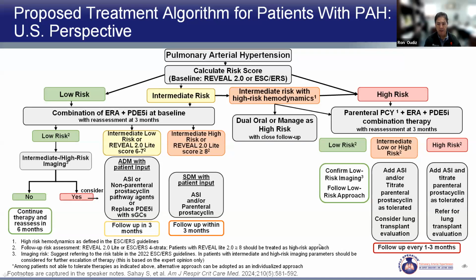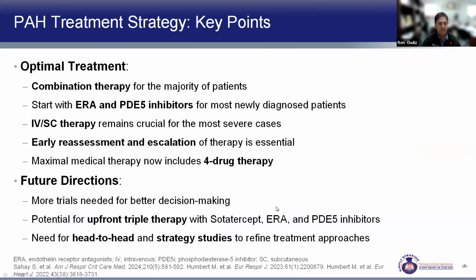For the very high risk patient, they should have already been on a prostacyclin, and if they haven't been on an ASI, they should have it added and be referred for lung transplantation. And you see again follow up every 3 months as a minimum, but in those very sick patients, every 1 to 3 months is about where you want to go with these patients before you lose them.